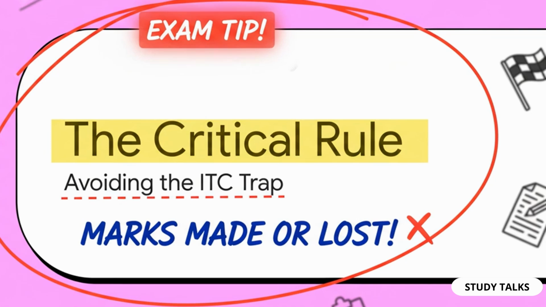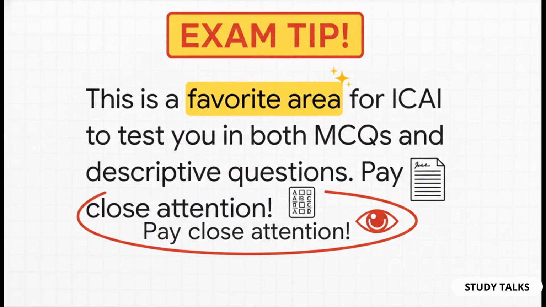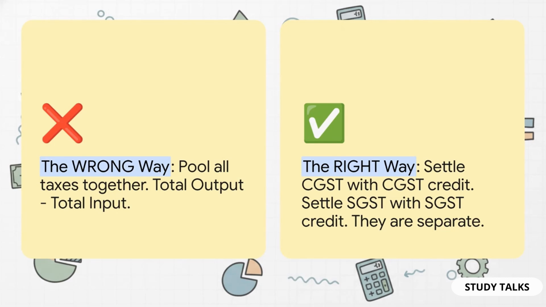This is the most crucial part of this entire explainer. This is exactly where marks are either made or lost in the exam. And listen, pay very close attention right now because this is a favorite area for ICAI. They love to twist this in MCQs and descriptive questions. They really want to check if you understand this fundamental rule. And here's where it all becomes crystal clear.